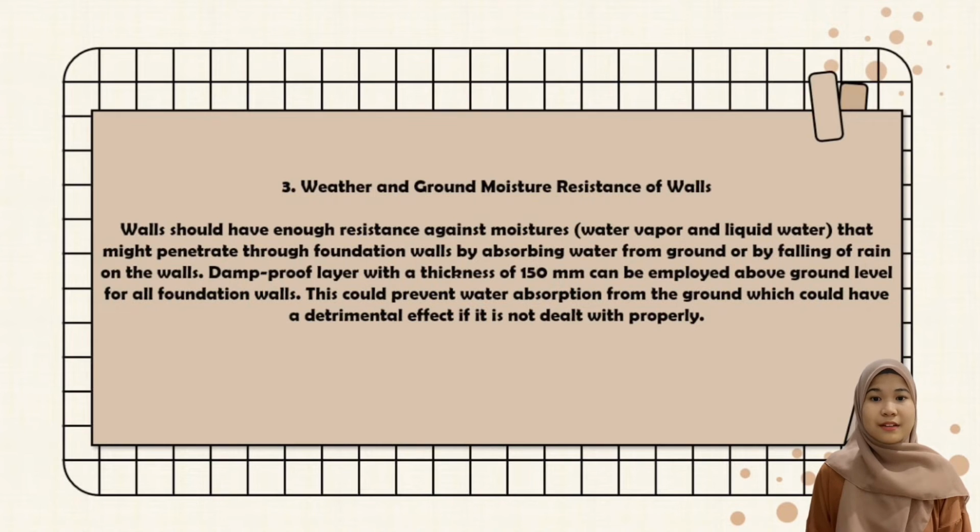Lastly is weather and ground moisture resistance of wall. Wall should have enough resistance to moisture, water vapor and liquid water that might penetrate through foundation walls by absorbing water from ground or by falling of rain on walls. Damp proof layer with a thickness of 150 mm can be employed at ground level for a foundation wall. This should prevent water absorption from the ground, which could have a detrimental effect if it is not dealt with properly.